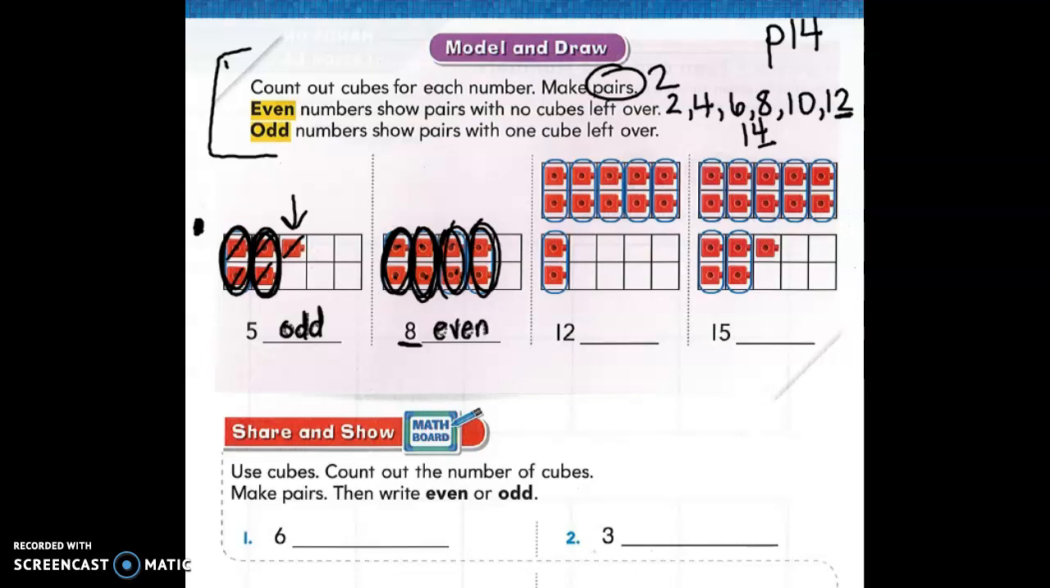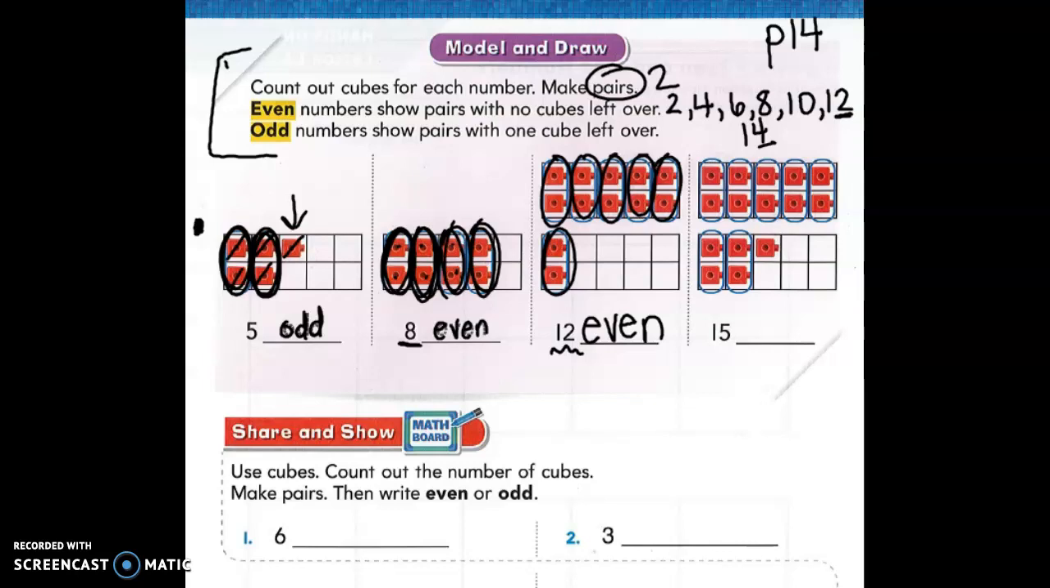The next one, the number is 12. So we have pairs here. 2, 4, 6, 8, 10, and 12. Notice that there's no cubes left over. Since there's no cubes left over, the number is even.